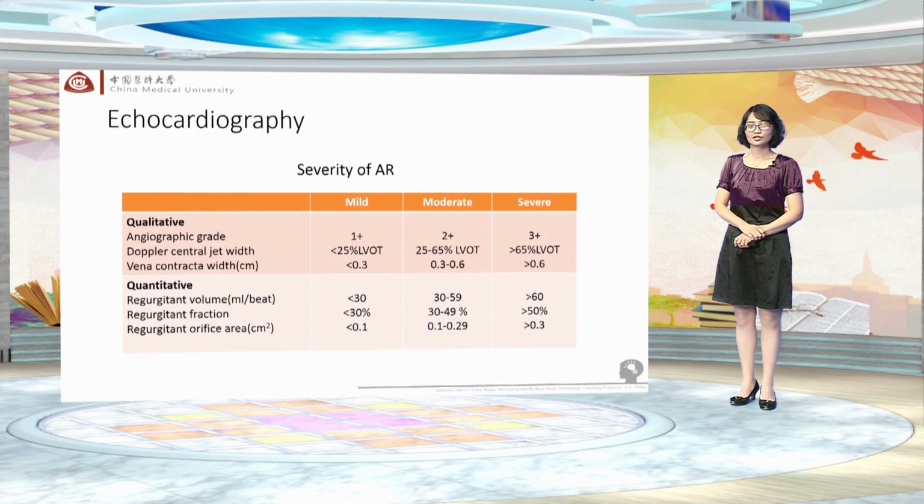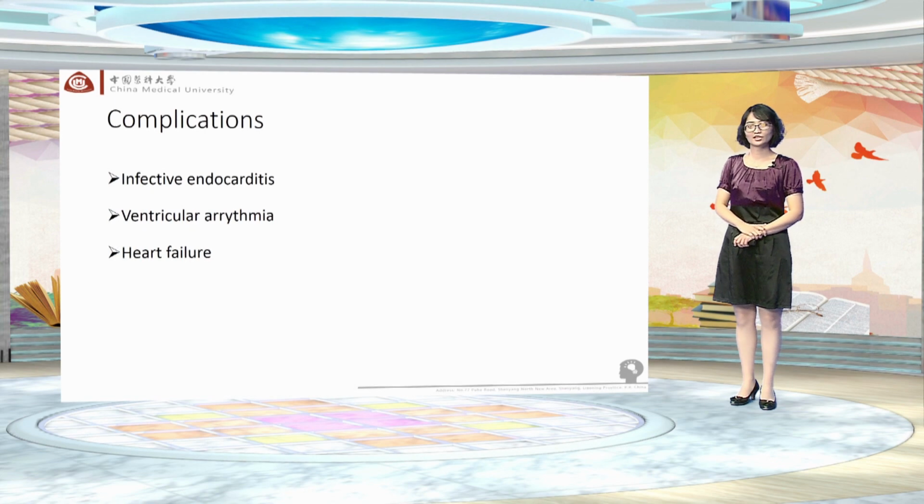This diagram helps us to grade the severity of AR by both qualitative and quantitative methods. The complications of AR include infective endocarditis, ventricular arrhythmias, and heart failure.